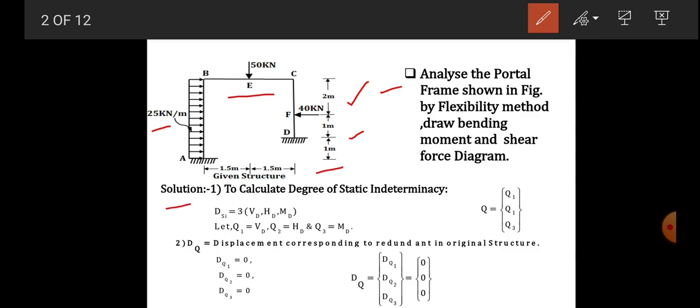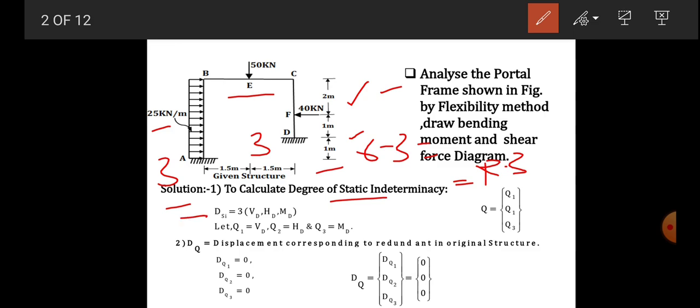So first step in the solution, calculate the degree of static indeterminacy. So it is equal to number of reactions or unknown minus equilibrium equation. Those are 3 in case of a frame. Now here at A there are 3 reactions or 3 unknowns. At D there are 3 reactions. Okay, so total reactions are 6. So 6 minus 3 equilibrium equations, we have degree of static indeterminacy 3.